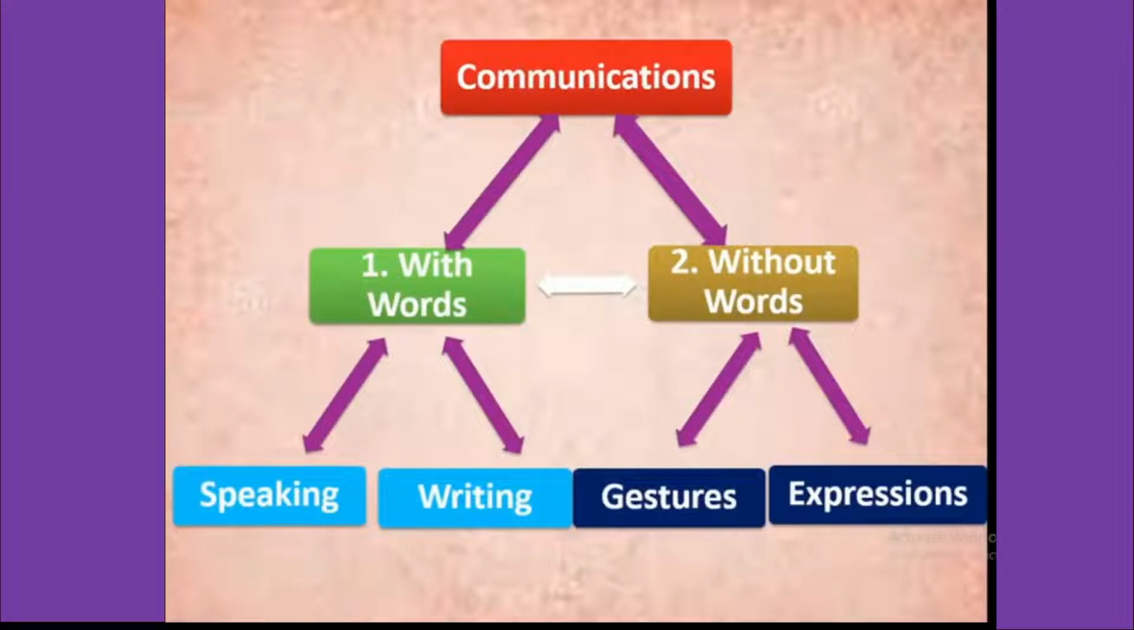These two types of communication are again divided into two different types. Communication with words is divided into two types. First one is speaking and second one is writing. And the second, most important part of this lesson, is communication without words. Again it is divided into two different types. First one is gestures and second one is expressions. In this lesson, we are going to learn about communication without words.